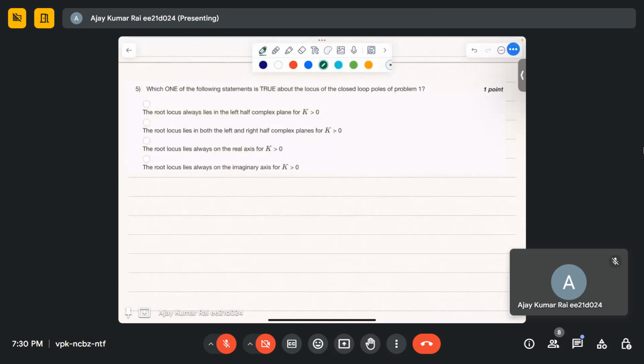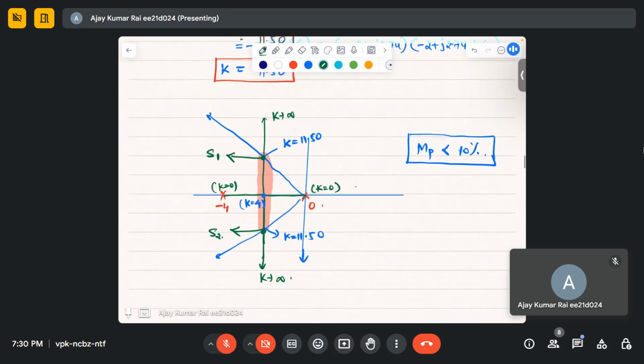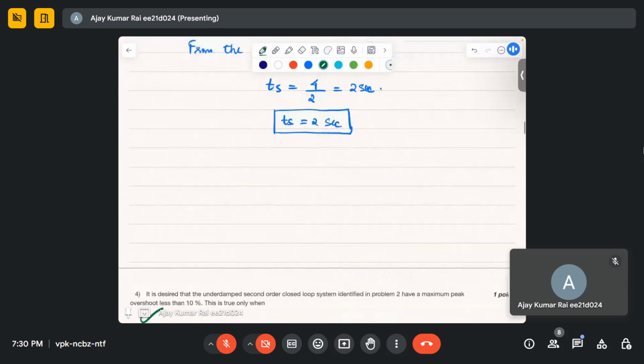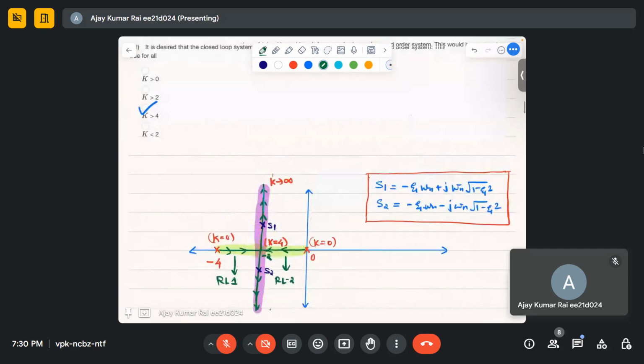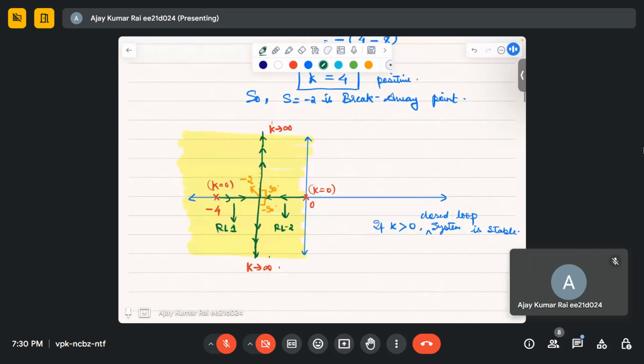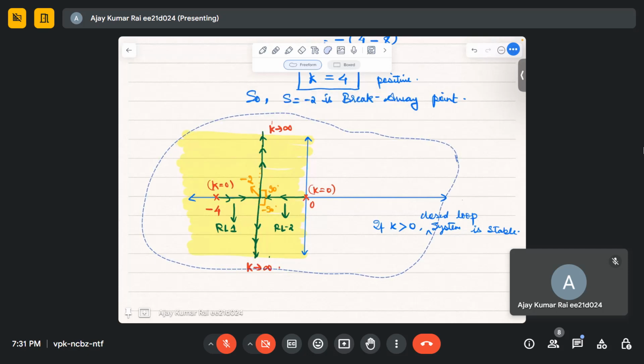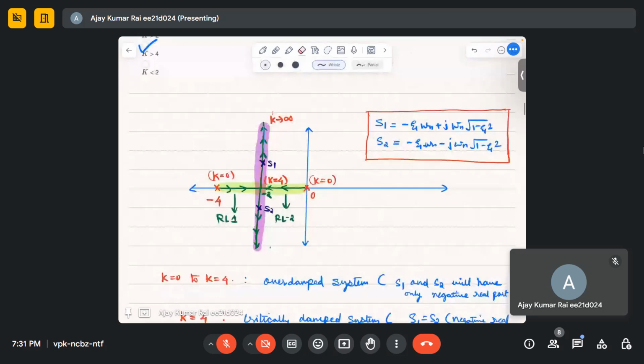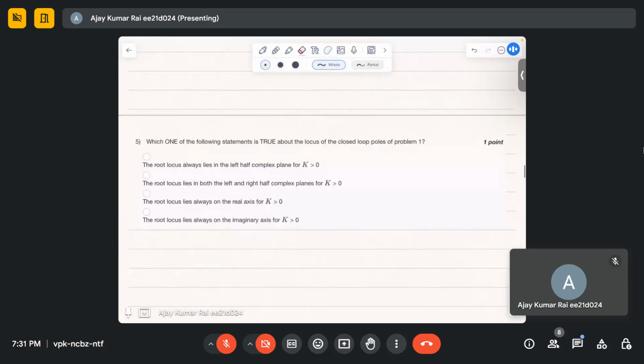Which one of the following statements is true about the locus of closed loop poles of problem 1? The root locus always lies in the left half complex plane of s equal to 0. So again what I will do, I'll take the root locus. This is the root locus, and we'll comment on all the options.